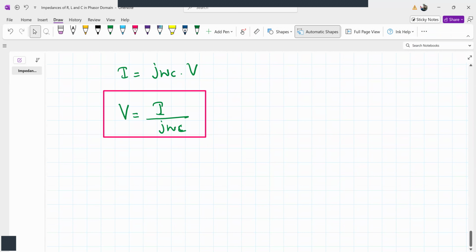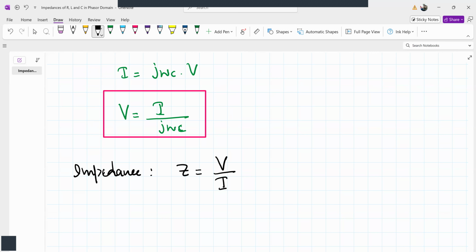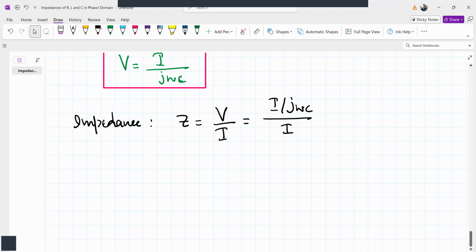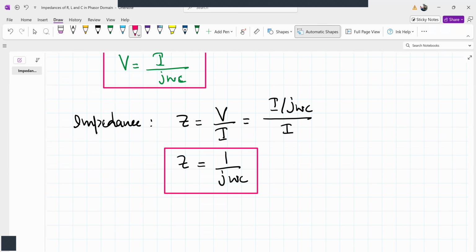Okay. Now we know the impedance offered by the capacitor is given as Z is V phasor divided by I phasor. So V phasor is I divided by j omega C, divided by I, and I cancels. So we are left with 1 divided by j omega C. So the impedance offered by the capacitor is 1 by j omega C. Okay, so this is the impedance of that capacitor.